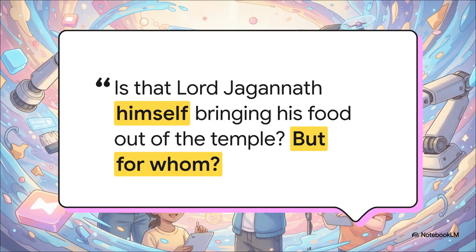But listen, here is the single most important part of this whole thing. This is the tip that makes it all work. Take a look at the opening line from that viral video. Is that Lord Jagannath himself bringing his food out of the temple? But for whom? That is a powerful human-written hook. It creates this instant mystery and curiosity that, frankly, an AI just can't come up with on its own.